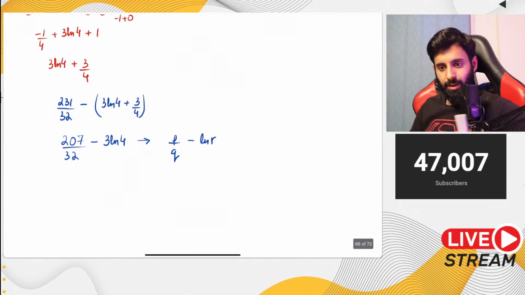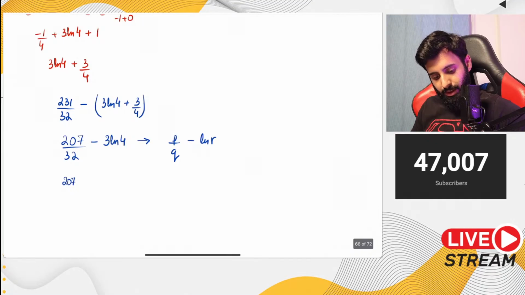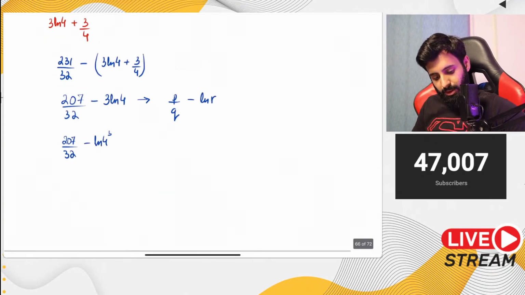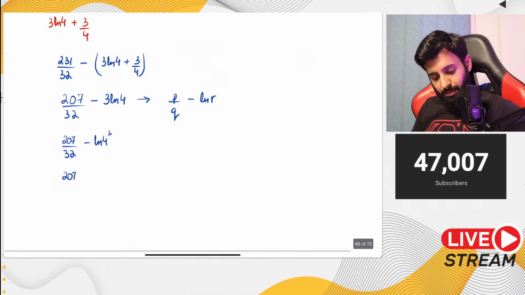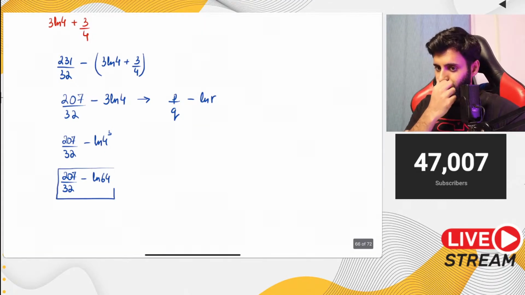Yep, 4 to the power 3. So 207 upon 32 minus ln 4 cube. And what's 4 cube? 4 cube, as we know, is 64. So 207 upon 32 minus ln 64. And there you go, fellas. That's your answer.